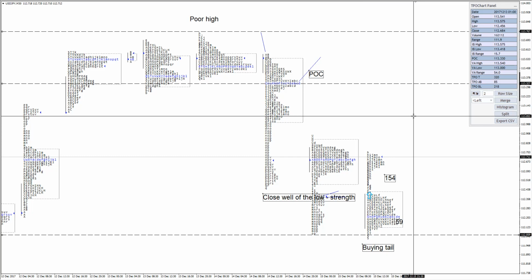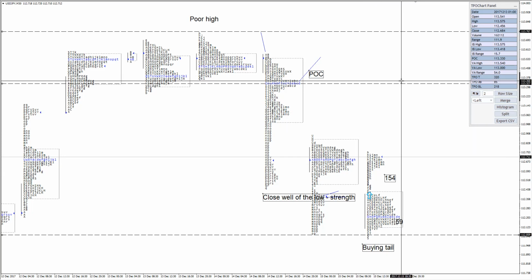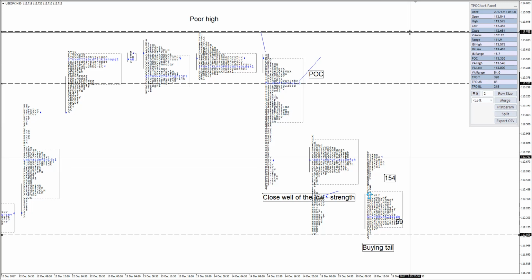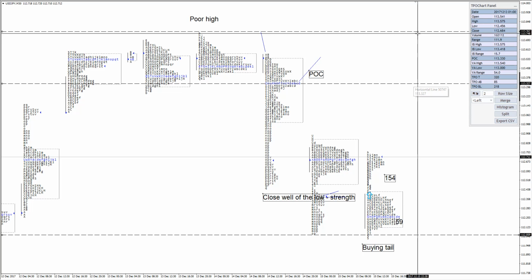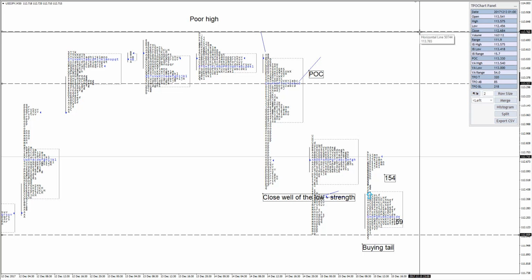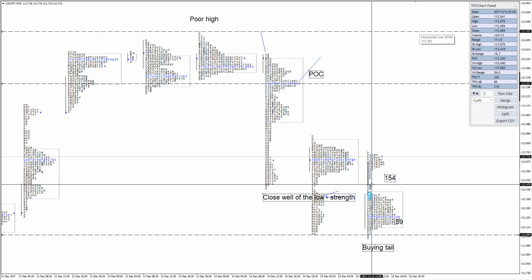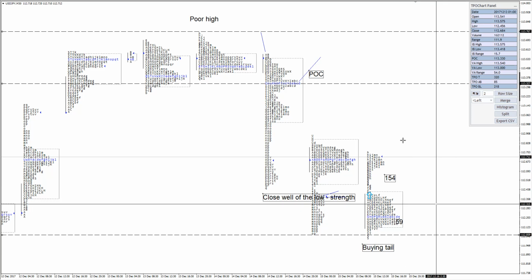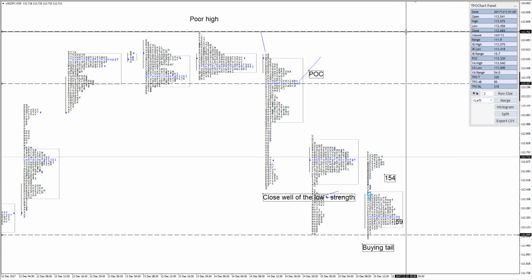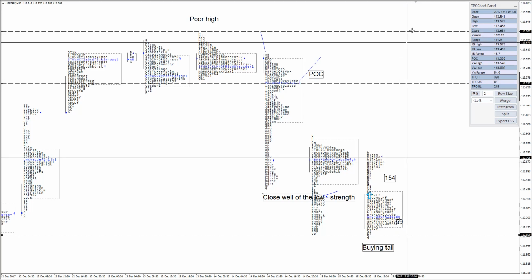Buyers step in, buyers are absolutely right now in control, and what we may expect is testing of the naked POC and that poor high in the background, so 113.30, what I said, 32, and the high of 113.75. And then my idea here is to buy here, place a stop below this activity and try to secure this near this poor high, and then watch the progress for potential penetration of that high and for higher prices.